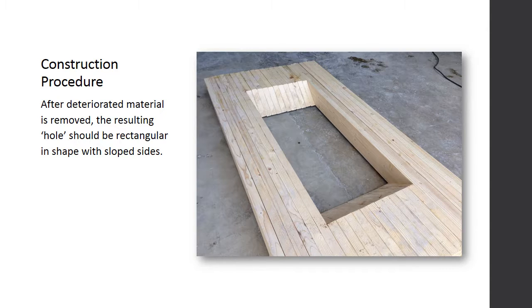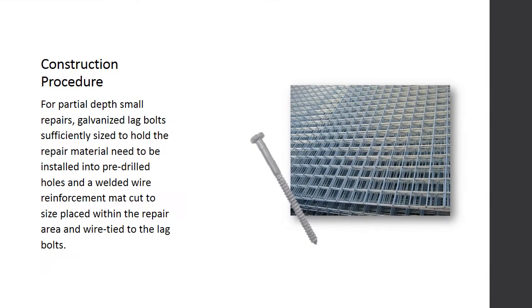After the deteriorated material is removed, the resulting hole should be approximately rectangular in shape with sloped sides at the longitudinal ends. For partial depth small repairs, galvanized lag bolts sufficiently sized to hold the repair material need to be installed into pre-drilled holes in a welded wire reinforcement mat cut to size, placed within the repair area and wire tied to the lag bolts.